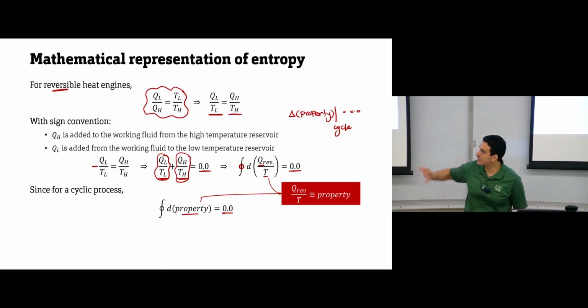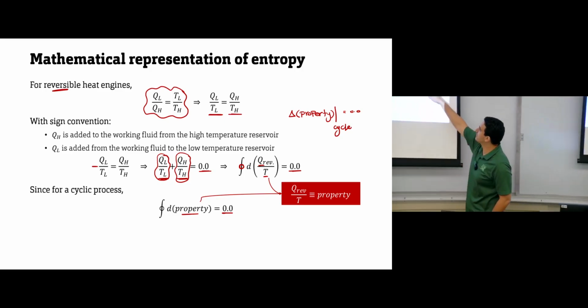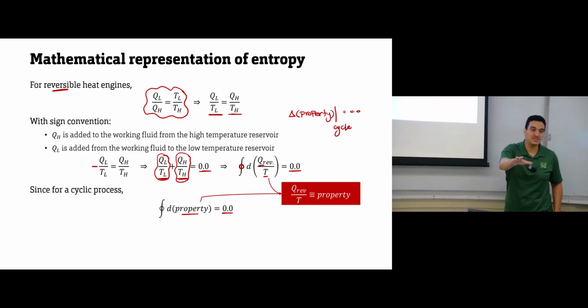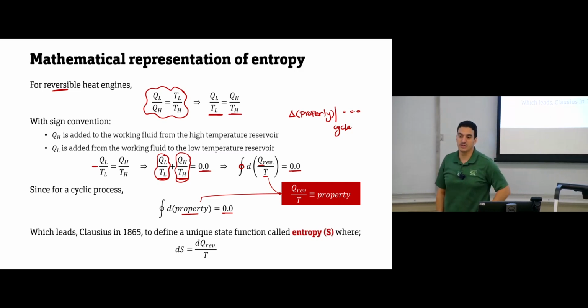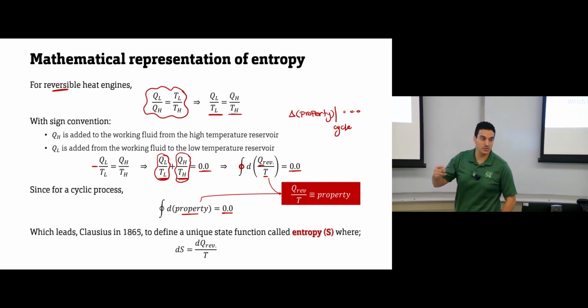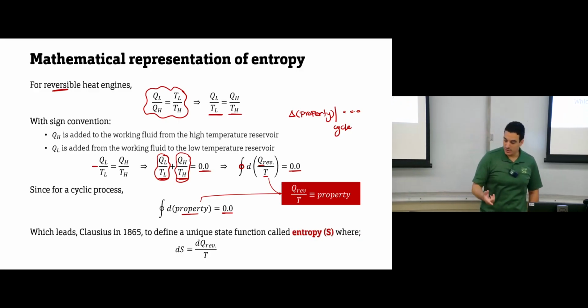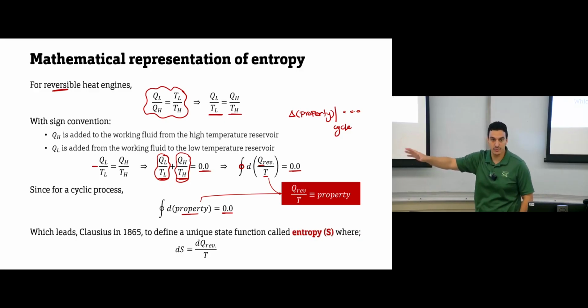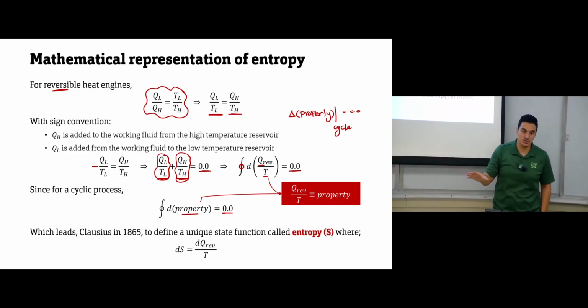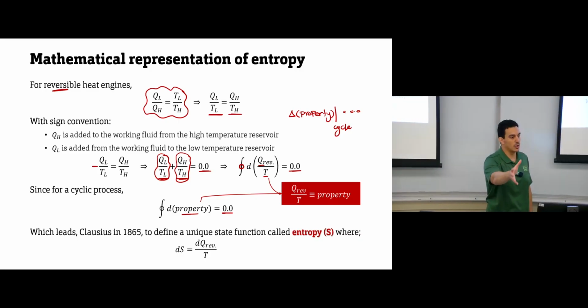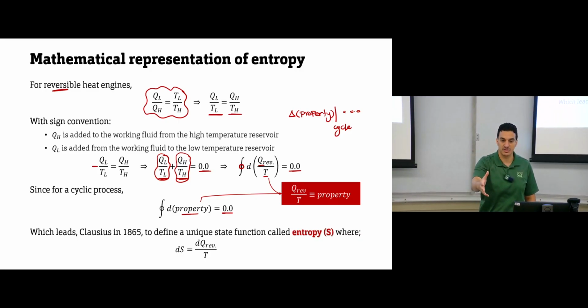So from comparing these two observations, we ended up with this conclusion: Q over T represents a property. What is this property? We will call it entropy, and this was the first definition of entropy. This is how entropy initially came about. Entropy came from the conclusion that the change of a property for the whole cycle is 0. When we analyze any heat engine, we found that Q over T for the whole cycle is also 0. So Q over T is equivalent to a property that describes the system. We will name this property entropy.